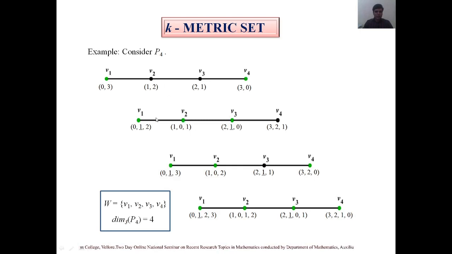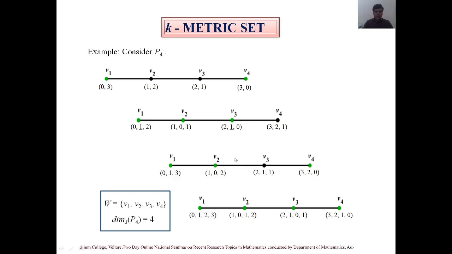Now let me check the other possibility. I am accommodating V1, V2, V3 in the set W. Now I am finding the representation. When I find the representation, I see that second coordinate of vertex V1 and second coordinate of vertex V3 are same. Therefore I cannot find three metric set for P4 with V1, V2 and V3 in the set W.